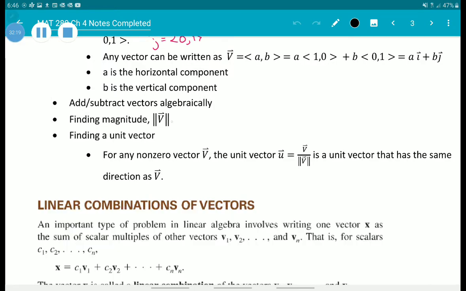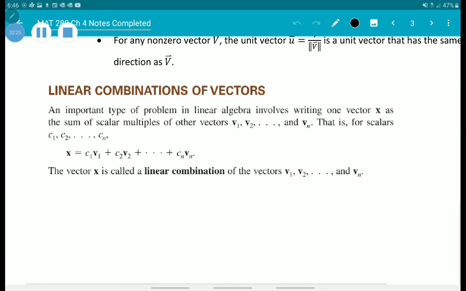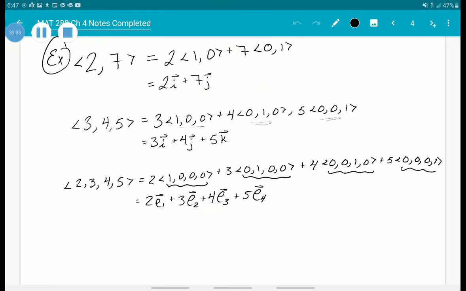So we've talked about how to find magnitude and a unit vector and how to add and subtract algebraically. So now we need to refresh this idea of linear combinations. We can take vectors and write them as linear combinations of other vectors. And that's exactly what we did over here with these 3 vectors. We wrote them as linear combinations of those unit vectors, i and j, or i, j, and k.